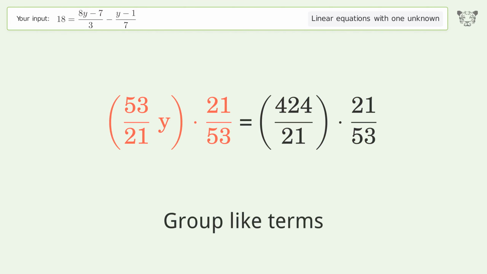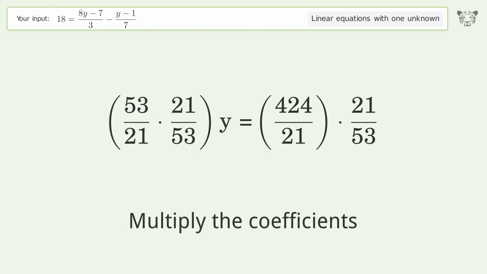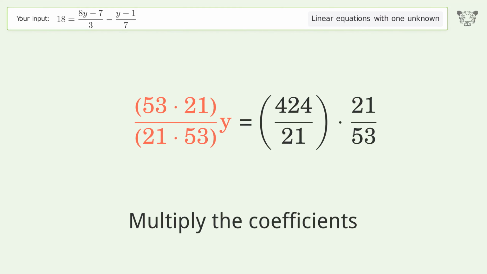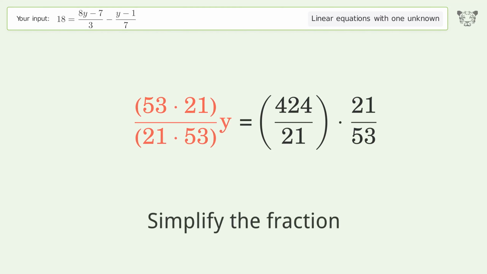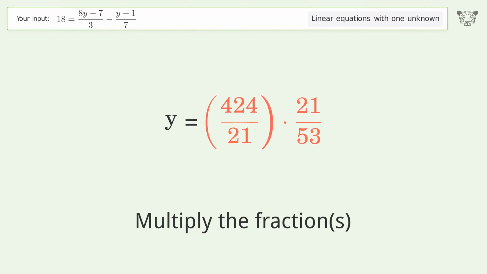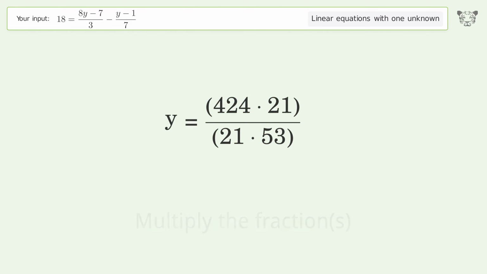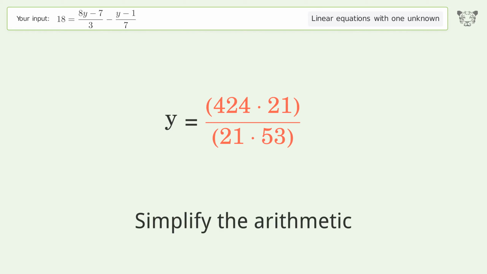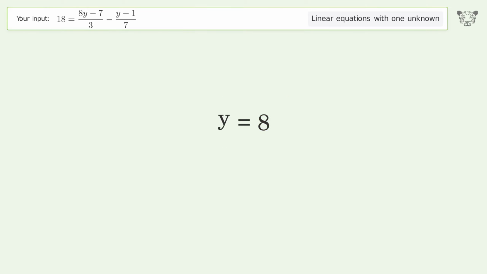Group like terms. Multiply the coefficients. Simplify the fraction. Multiply the fractions. Simplify the arithmetic. And so the final result is y equals 8.